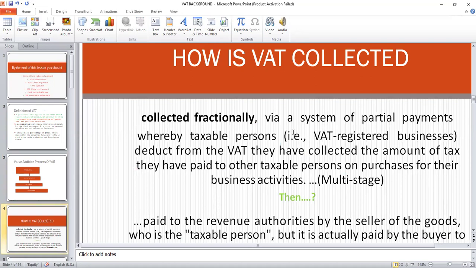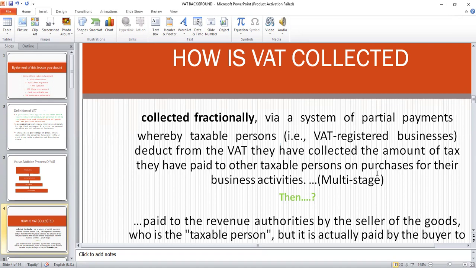The supermarket buys goods from, let's say, the wholesaler. When the wholesaler sells goods to the supermarket, the supermarket will pay input VAT because they purchased the goods from the wholesaler. And then when the supermarket is selling goods to the consumer, they will sell by adding a VAT component. That's why we say it's a partial payment, whereby the taxable person, in this case the supermarket, which is the registered business, deducts the VAT they have collected from the amount of tax they have paid to another taxable person. The other taxable person here is the wholesaler.